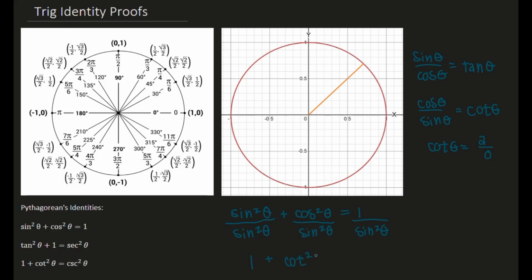And then if 1 over cosine was secant theta, then 1 over sine is equal to cosecant theta. And the way I remember this is it's opposite what you think it should be. It's natural to think that cosine should go with cosecant because they both start with c's. But a good way to remember it is just opposite what you think it should be. So 1 over sine is cosecant theta, or in this case we have 1 over sine squared, so that's cosecant squared theta. And that is the third Pythagorean identity.